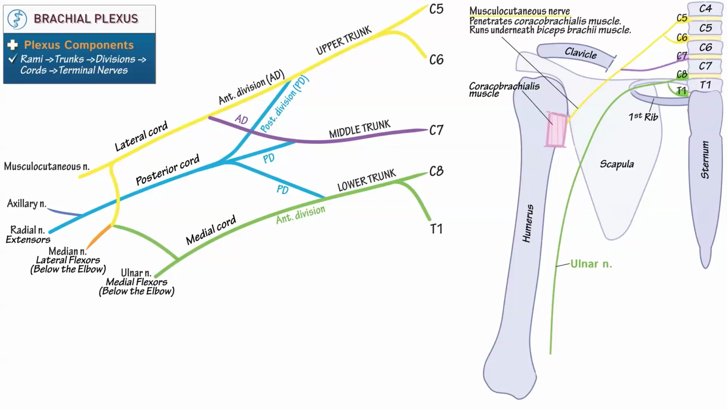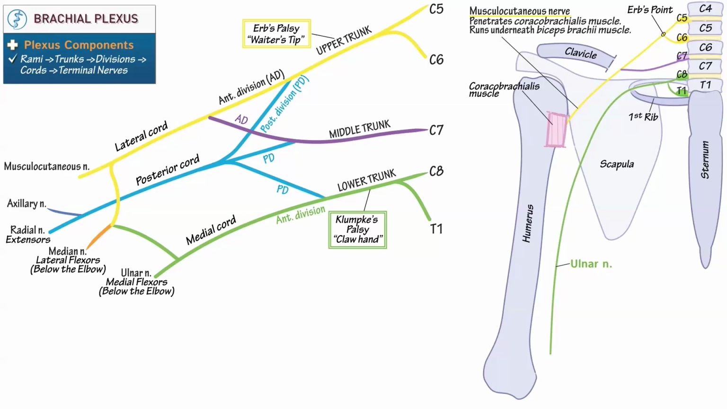Now indicate Erb's point, where C5 and C6 come together. Indicate that Erb's palsy, which is also known as Erb-Duchenne palsy, is an upper trunk plexopathy, and then that Klumpke's palsy is a lower trunk plexopathy. They occur from trauma, such as birth trauma, which more commonly causes an Erb's palsy rather than a Klumpke's palsy.